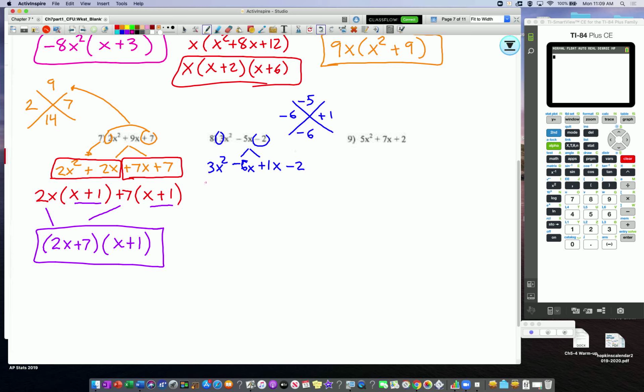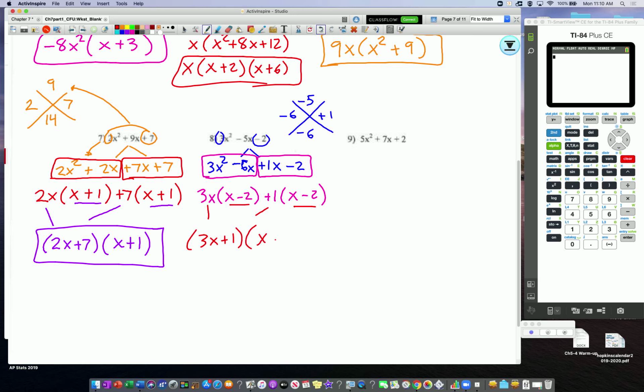So now, factor by grouping. These two share a 3 and an x, and I'm left with x minus 2. When I look at these two, they don't share anything other than a 1. So I can still write plus 1, and I have x minus 2's. Notice how, as I did that, those are exactly the same. So I combine the outside, so I have 3x plus 1 sets of x minus 2's.